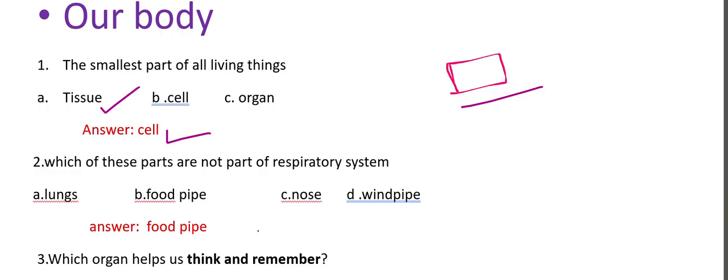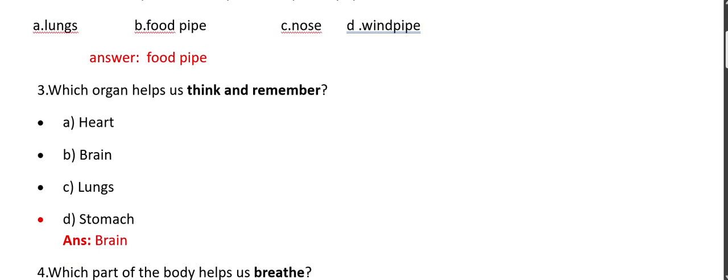The next question: which organ helps us think and remember? Can anyone suggest the answer? Yes, you have already learned it is the brain. The brain is the one which helps us to think. If your mama tells you stories or songs, after some days you will still remember those lines, right? How? Because of the brain.